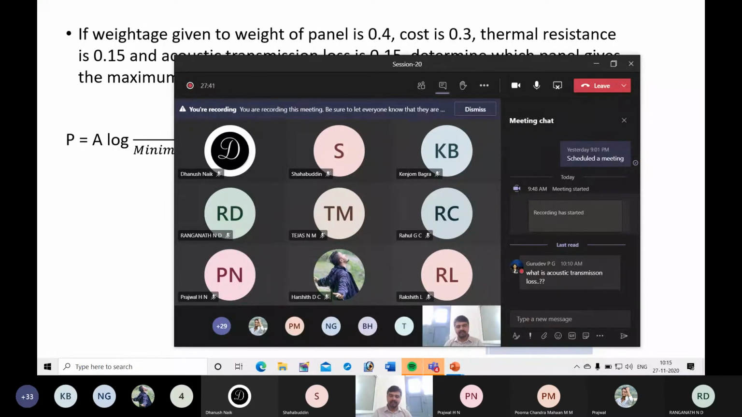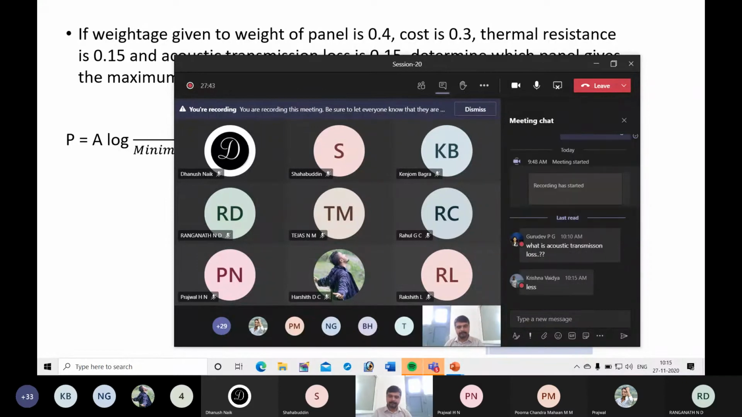For the aircraft panel, weight should be less or more? Less. Okay, less is desirable.